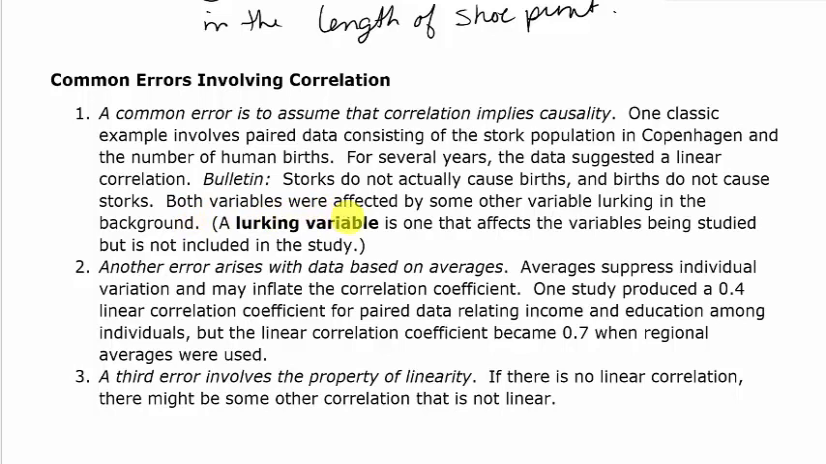Both variables were affected by some other variable lurking in the background, called lurking variables, which are variables being studied but not included in the study. So a lurking variable is something outside of the study that is impacting both of the things that you're looking at.